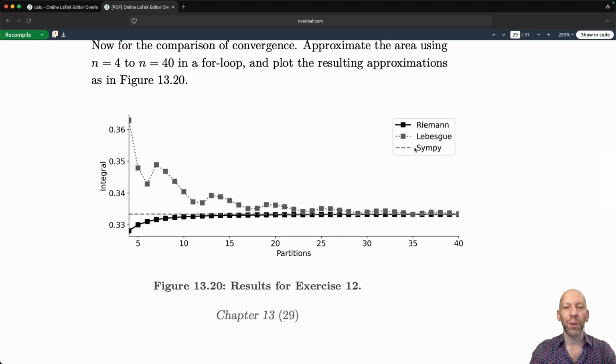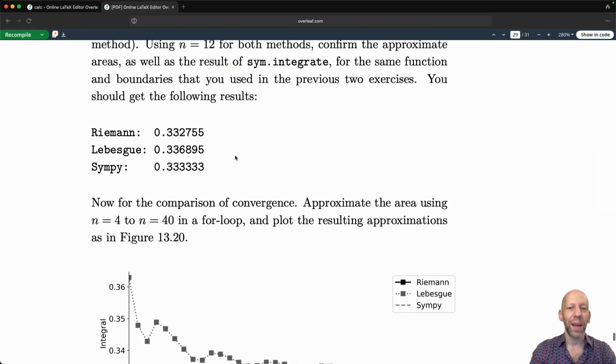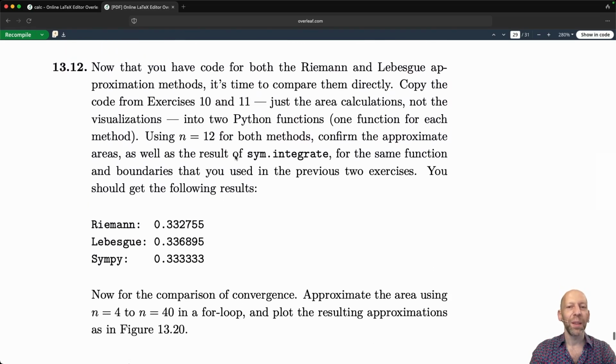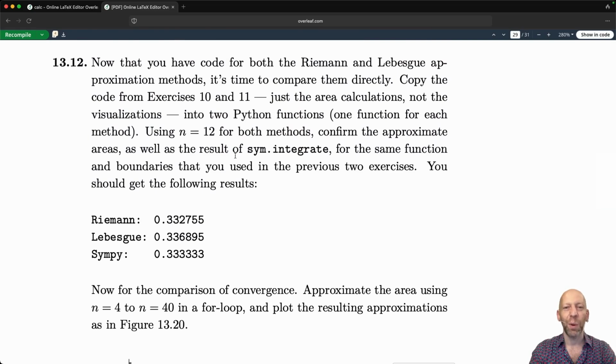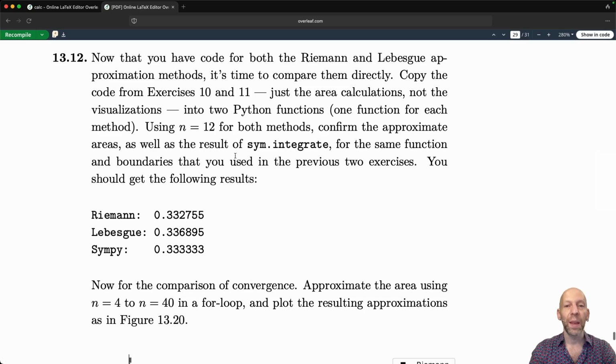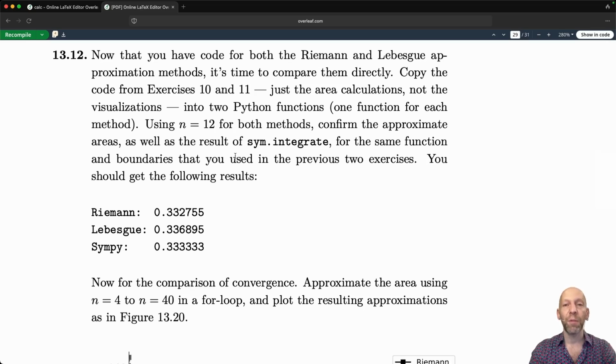Okay, and then we can also get an exact result in SymPy to compare. So that is the end goal. Let me first start by describing the first part of this exercise. The first part of this exercise is fairly straightforward. What I want you to do is create Python functions that implement the Riemann and Lebesgue approximations.